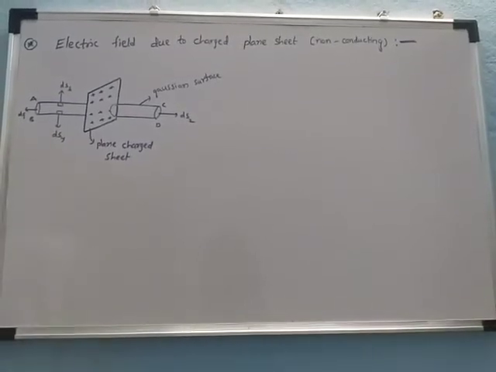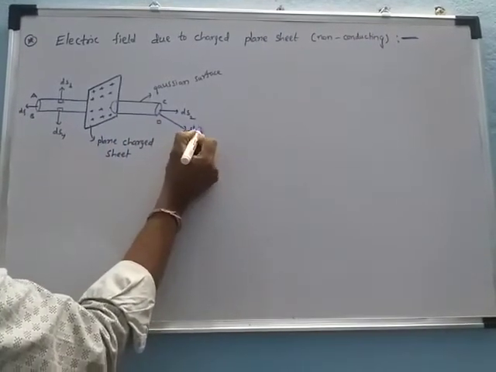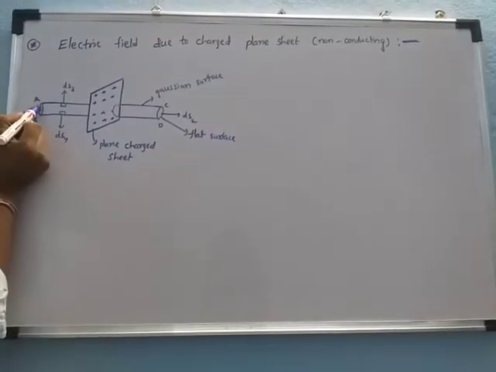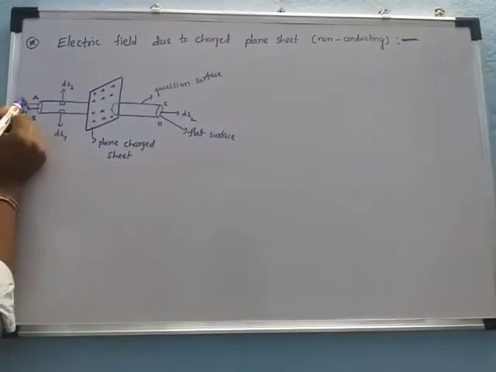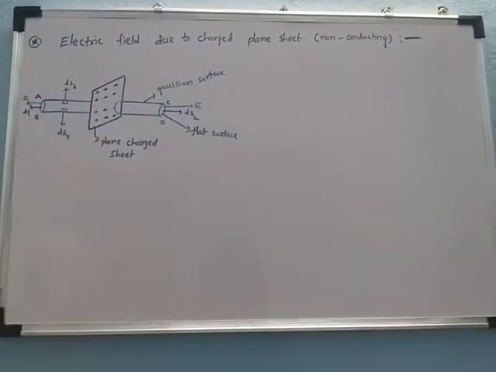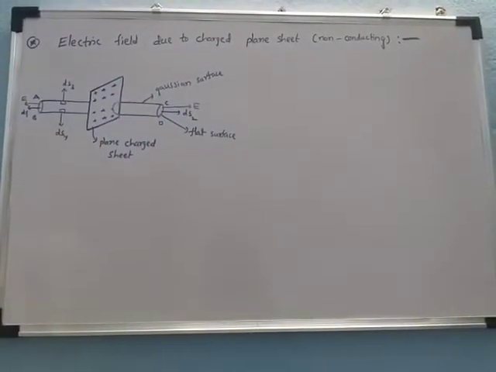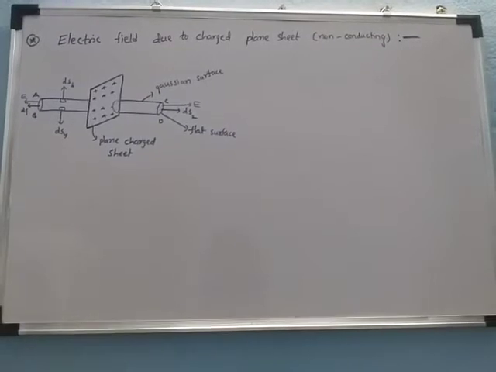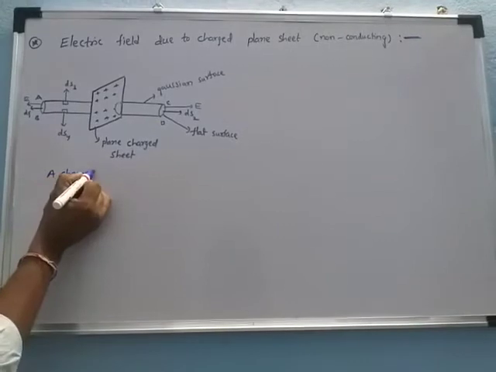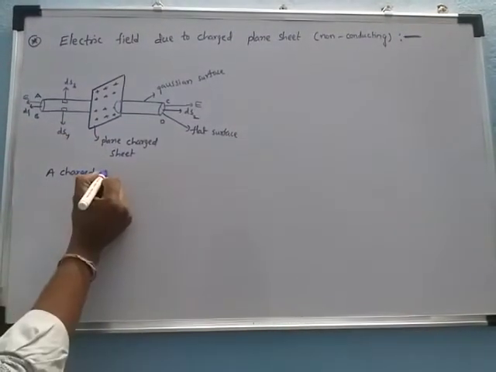Here AB and CD are flat surfaces, and the electric field is directed outward from the Gaussian surface. The electric field points outward from this charged non-conducting plane sheet.